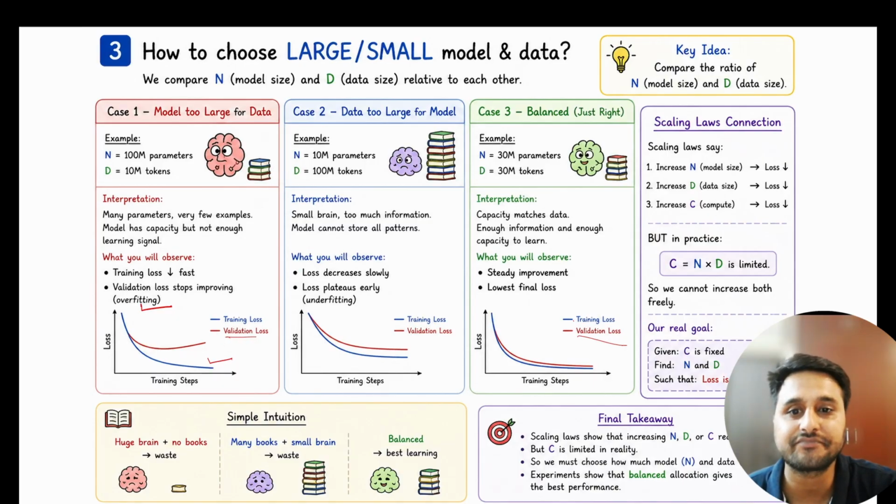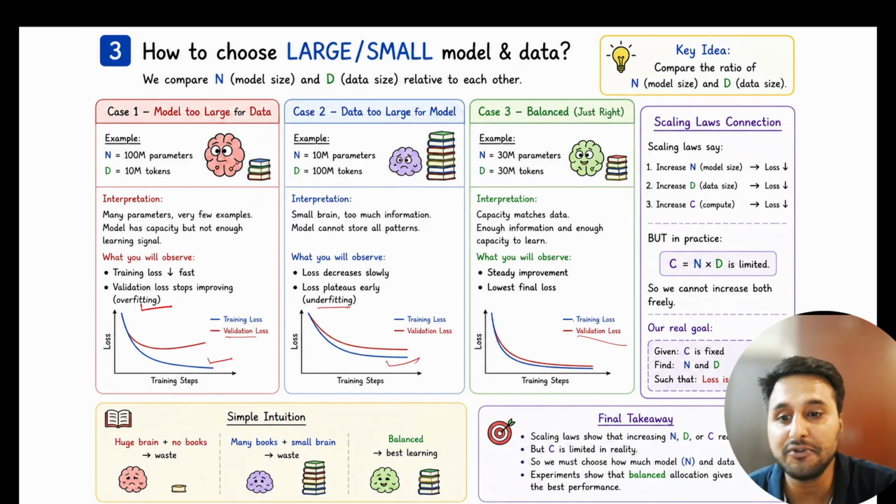But in case 2, we have a very small model and data that is too large. So this is underfitting. It means our model is not able to capture much information, it has very little capacity, and it cannot understand too much information. The model cannot store all the patterns. So loss decreases slowly. The loss is high in this case during training as well as testing.